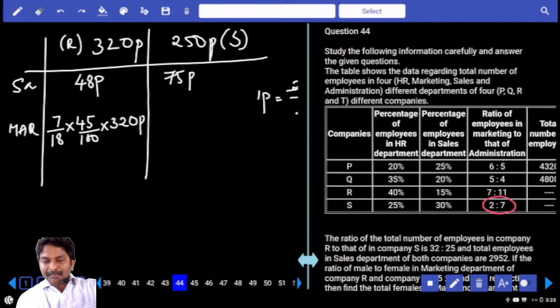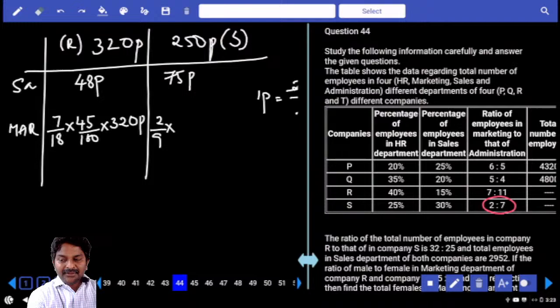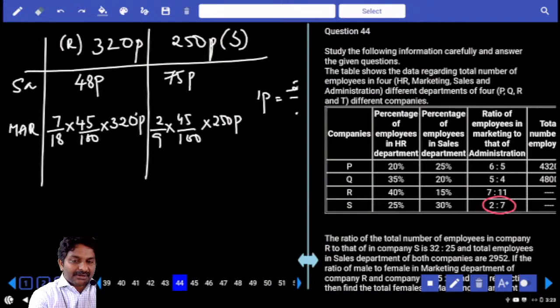Company S, marketing staff are 2/9 of remaining 45% among 250 parts. Let's first get in terms of parts only, don't worry about it. 0, 0 gets cancelled. 9 2 times, 9 5 times.